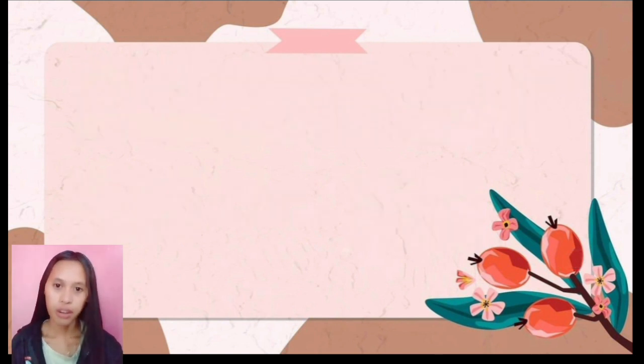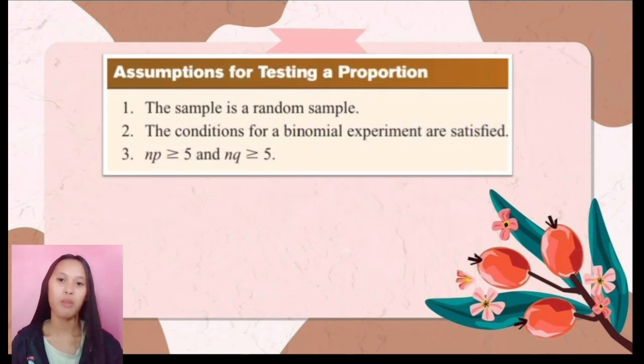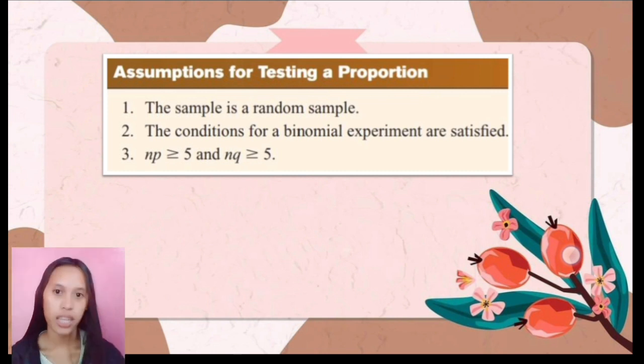There are three assumptions for testing a proportion. Number one, the sample is a random sample. Number two, the conditions for the binomial experiment are satisfied. And the third, np is greater than or equal to 5 and nq is greater than or equal to 5. The level alpha is used to find critical values and p-values.